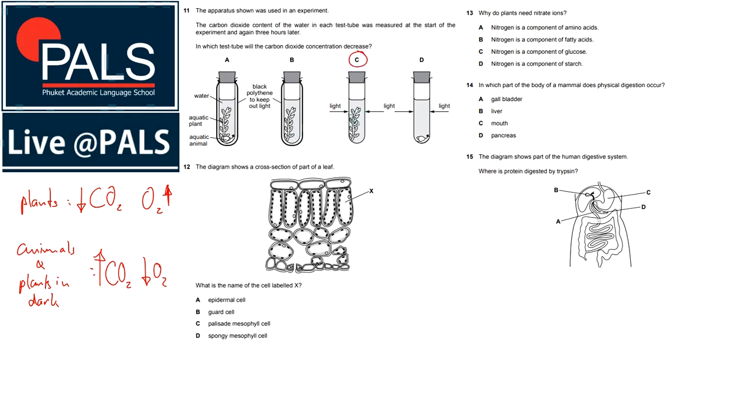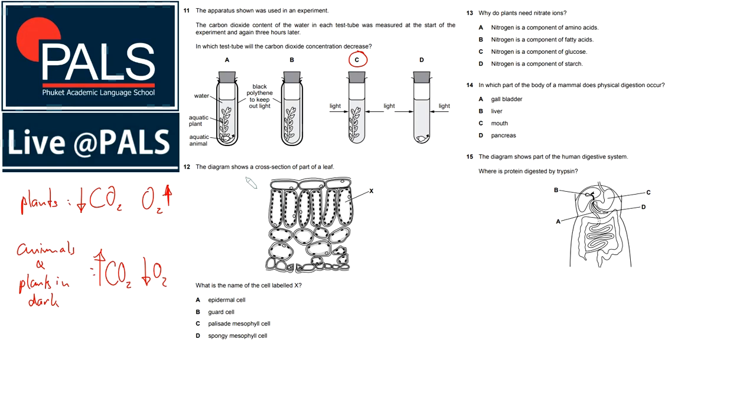We have a plant that receives light. There's no animal in our test tube, and that is the only situation where carbon dioxide will decrease because photosynthesis is happening more than cellular respiration. In all other cases, there is more cellular respiration happening, releasing carbon dioxide and increasing the concentration.